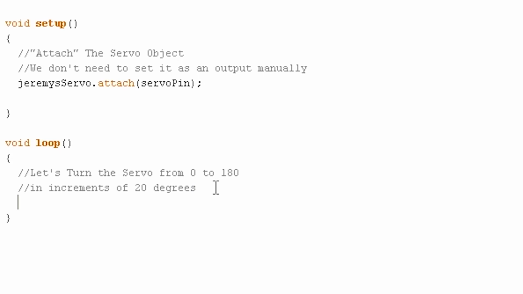Let's make a program that will increment the servo motor about 20 degrees on an incremental basis and then rotate it back to zero. Again, we'll use our friend the for loop, which we just learned about earlier. We'll start at zero, and the servo library takes care of all the PWM commands that you need to send it, so it makes this really easy.